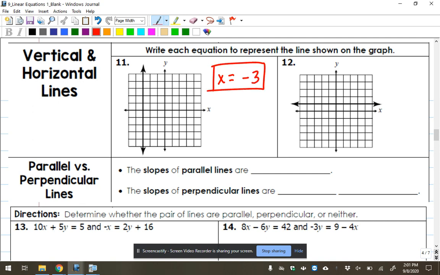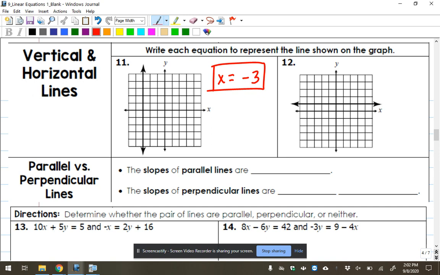It is that simple. There is not anything simpler than that. You just got to memorize that fact. There's really no trick to knowing that. X is always negative 3, no matter what the y value is there. So it's x equals negative 3.